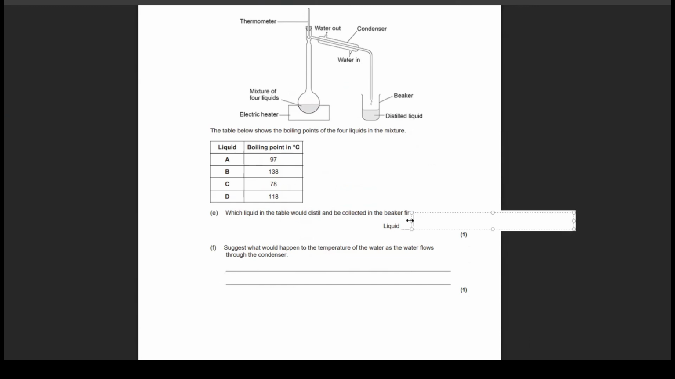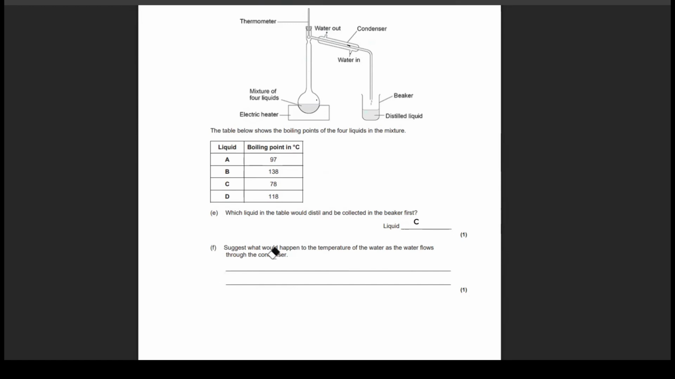So we want to say it is going to be 78. No, not 78. It's going to be C. Basically, the first one to become a gas is C because it boils at 78, comes up here. Then it comes down here, turns back into a liquid. All of the others will stay in here as a liquid. When the temperature hits 97, A will come off and come down. When it hits 118, D will evaporate, hit here, turn back to a liquid. And then the last one to come off will be B. So you get the idea, right?